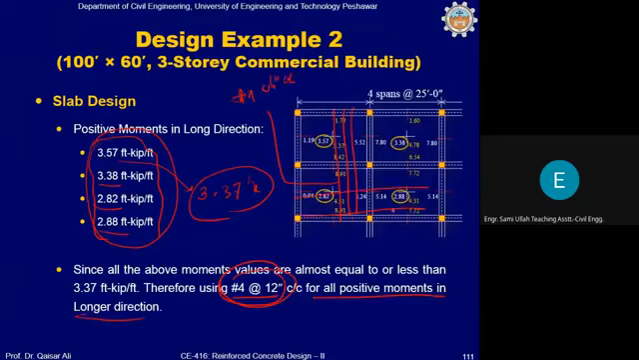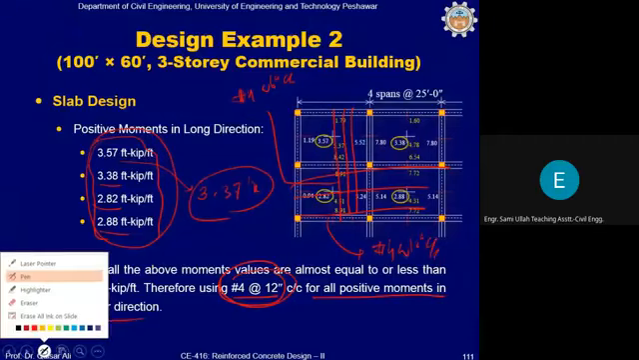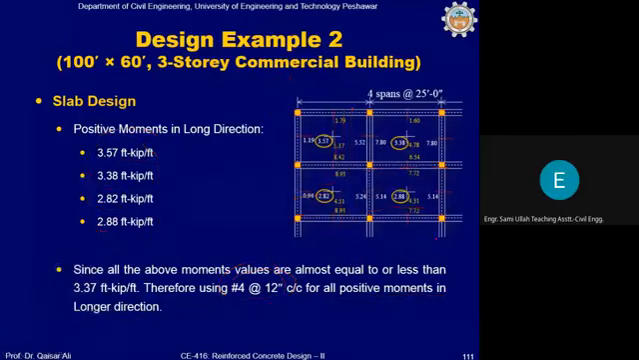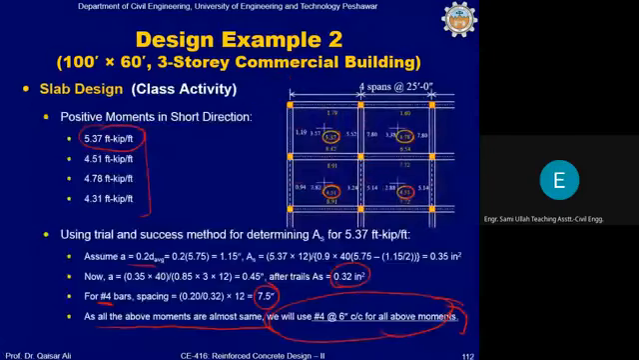And along the longer direction, the reinforcement will be number 4 at 12 inch. Clear? Yes, sir. Now coming to the top reinforcement.